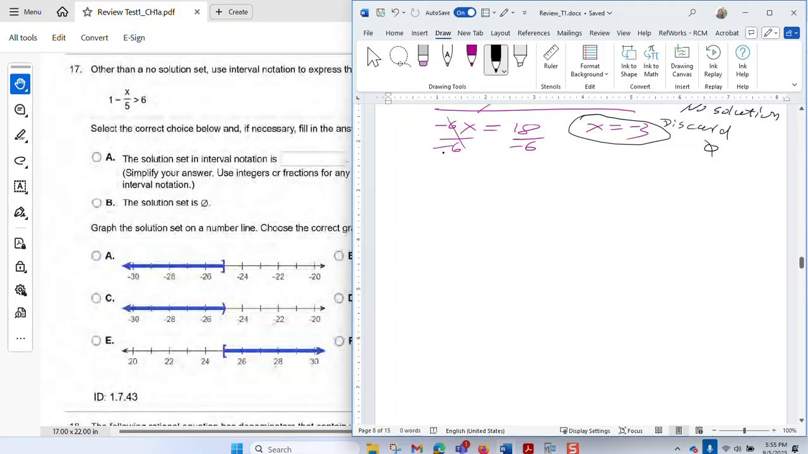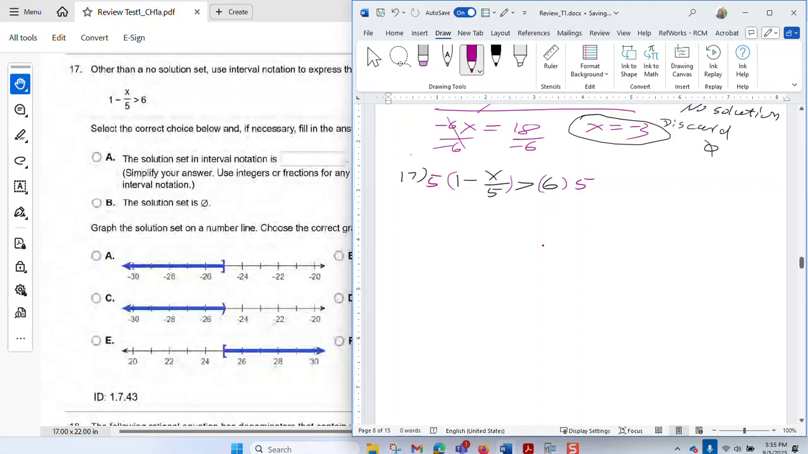One minus x over 5 greater than 6. Sometimes, if you don't like a fraction, you can get rid of it. How do you get rid of the fraction? I can multiply both sides by the denominator 5. Since 5 is positive, I don't have to change the inequality, so this will still be greater than.